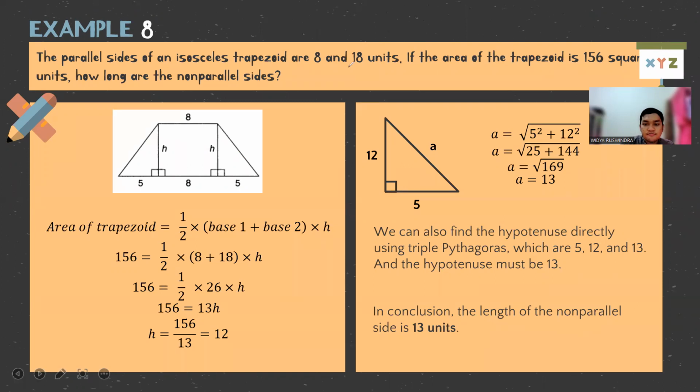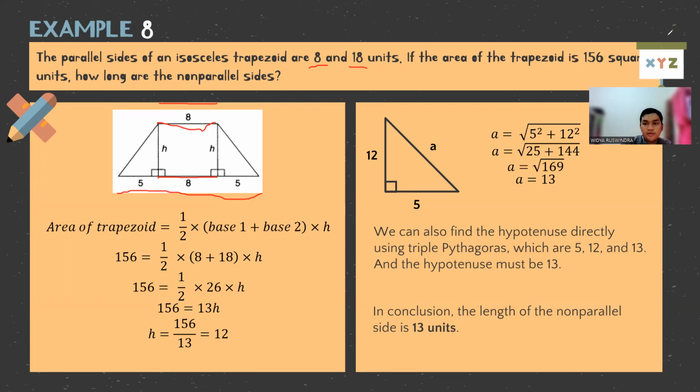We know about the 8 and 18 units. So the first base is 8, and the other one is 18. If we draw a line from the top to the bottom, we will get a value that is the same as base 2. So the value on the left and right will be 5. This is an illustration.